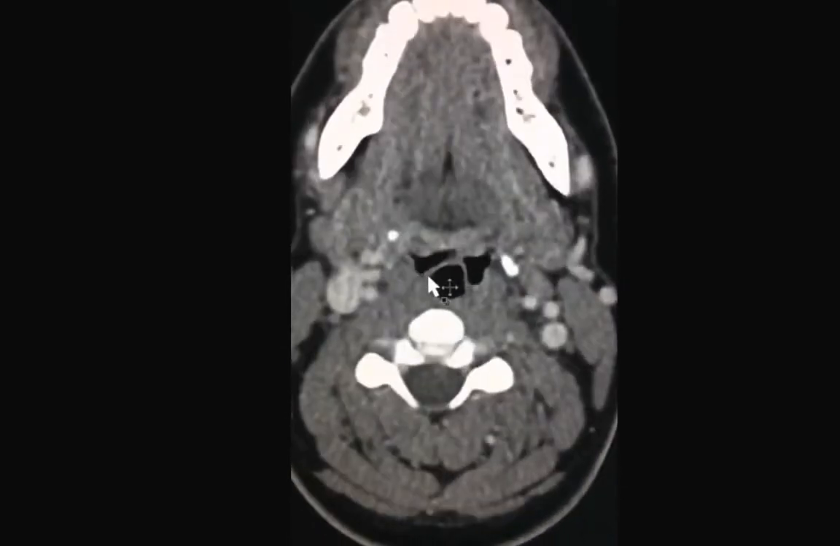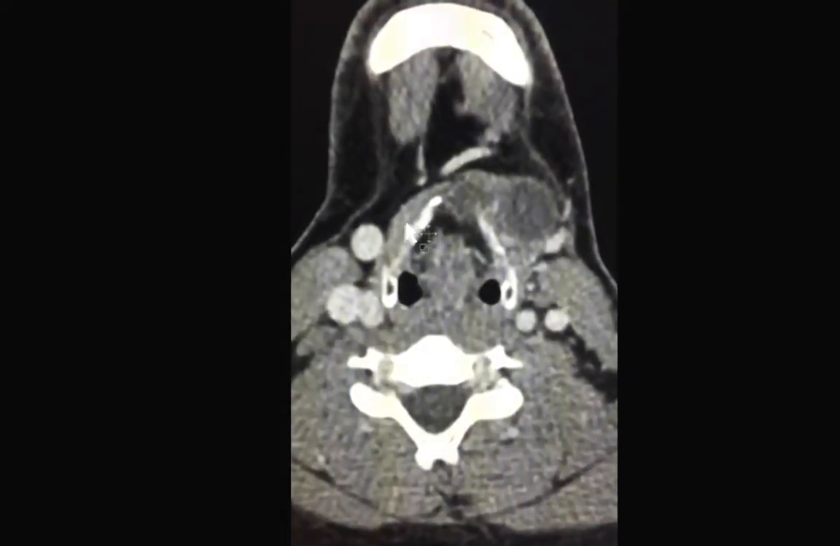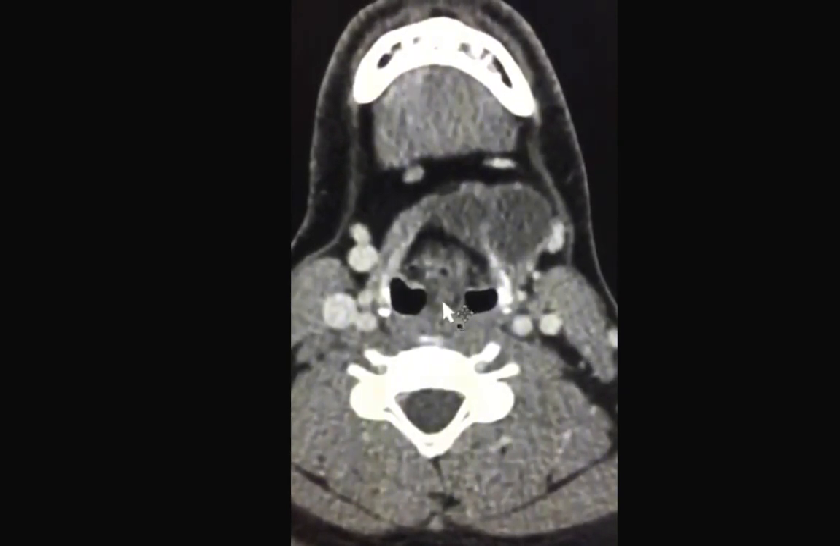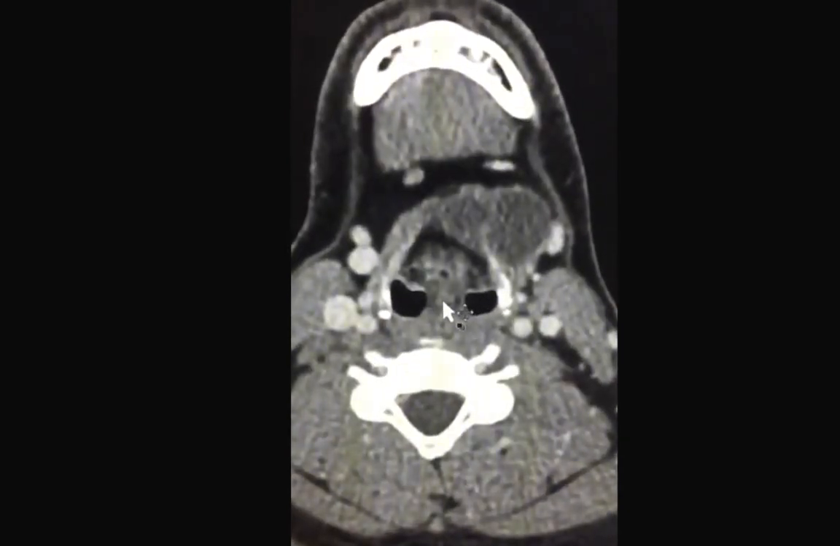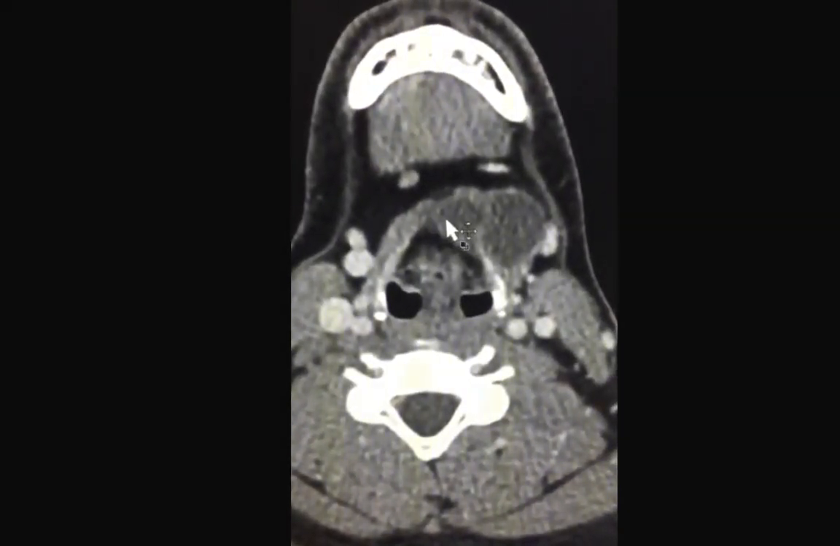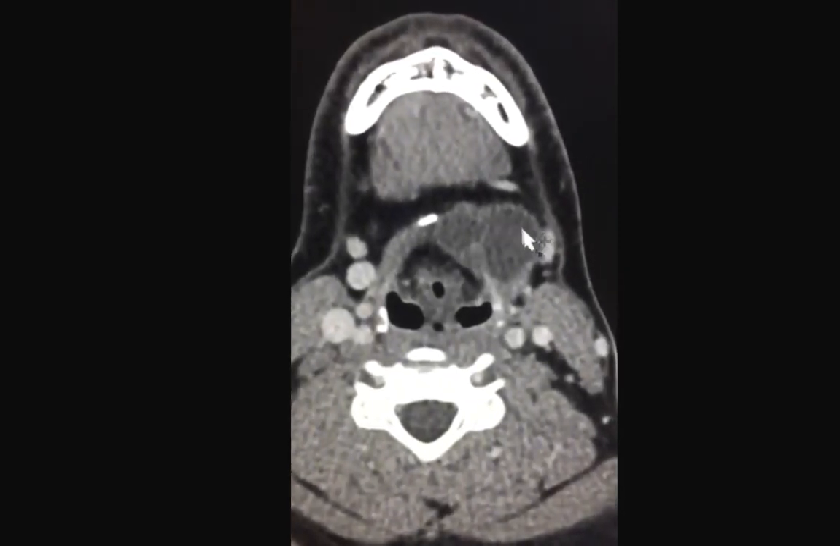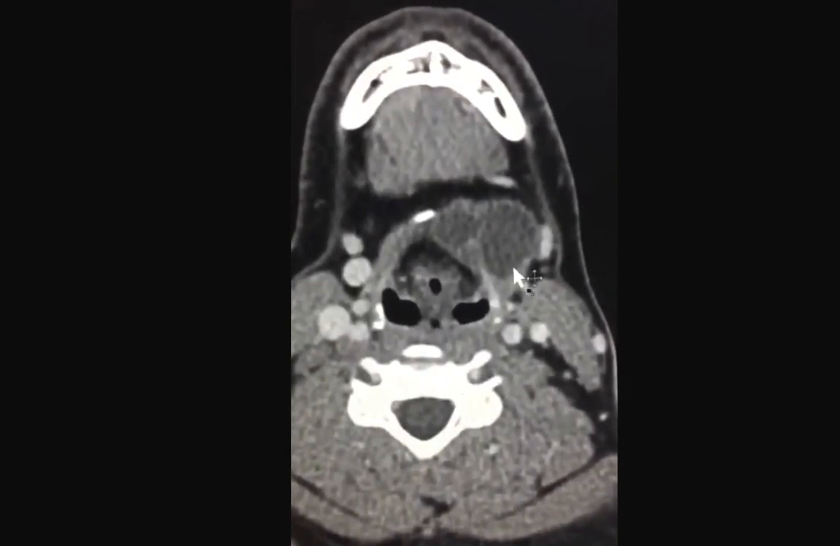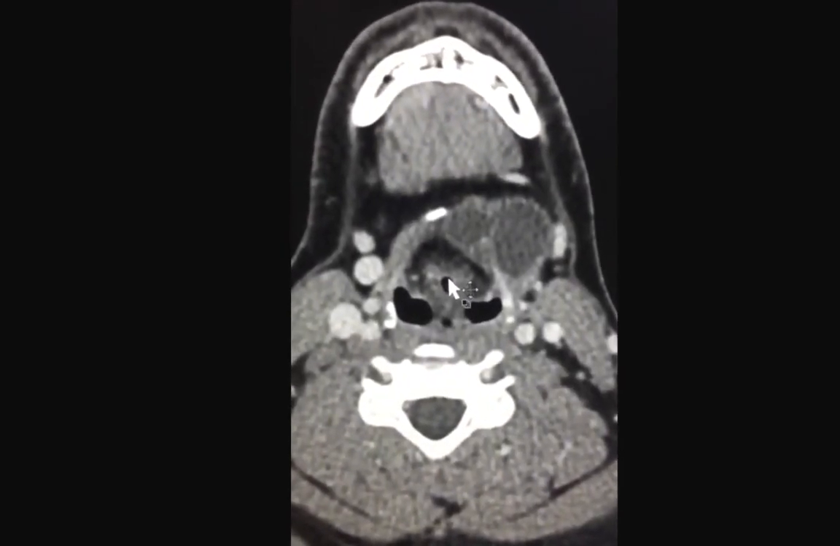We also learned about the strap muscles, and a classic lesion that is embedded within the strap muscle is the thyroglossal duct cyst, which is classically midline but could be off midline. Once you see such an abnormality, make sure you don't have internal soft tissue or enhancing components for the possibility of ectopic thyroid or thyroid cancer.